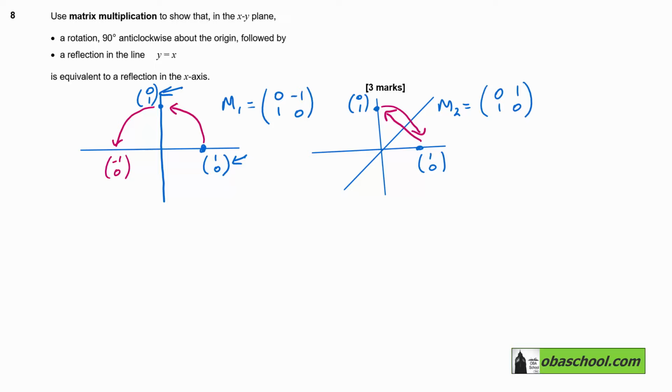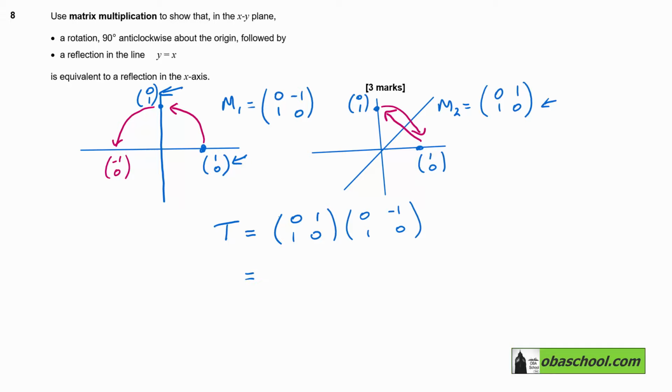Now, if we want the transformation which is doing the rotation first, then the reflection, then the matrix multiplication we need to do is 0, 1, 1, 0. So we do this one on the left, and 0, negative 1, 1, 0 here. The reason we put them there is because x, y, any coordinates would come in this way and therefore meet the rotation first.